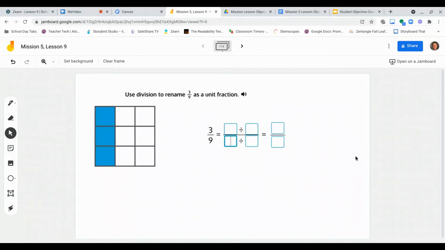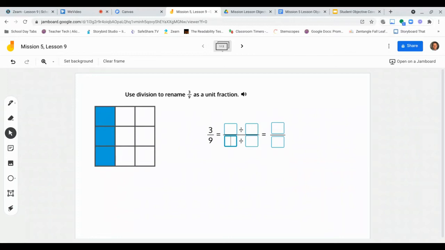Okay, so this one asks us to use division to rename 3/9 as a unit fraction. So basically what we're going to do is find an equivalent fraction by dividing today. Notice I started off with 3/9 here. I know this is 3/9 because I have 9 total and 3 of them are shaded.